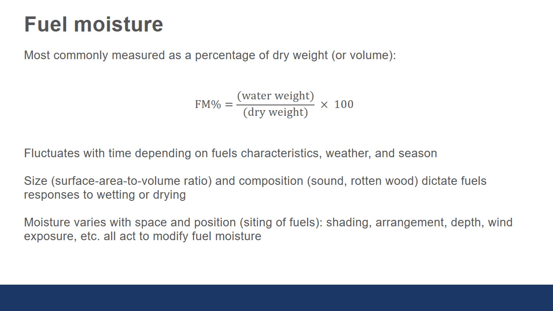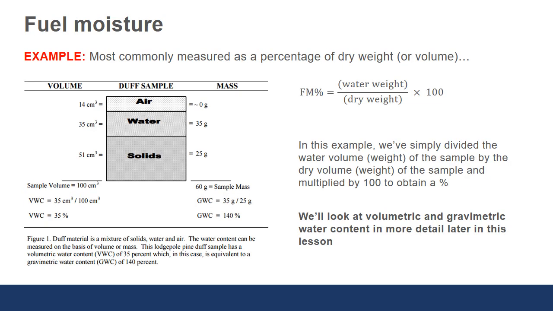The amount of moisture changes with time depending on the fuel characteristics and atmospheric conditions. But in a nutshell, it is the amount of water in a fuel particle as a percentage of the mass of solids in that particle. As shown in this example, fuel moisture can be computed as a percentage of dry weight or volume. Take a minute to study the graphic of the idealized fuel moisture of Duff material.